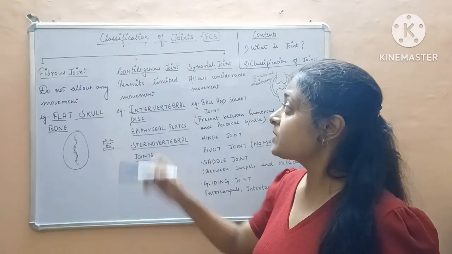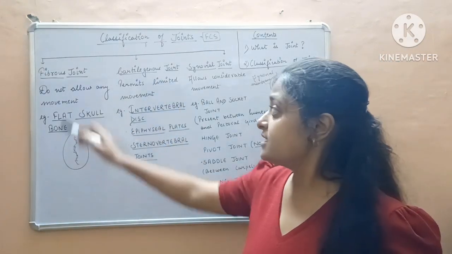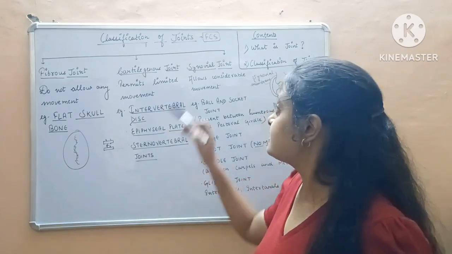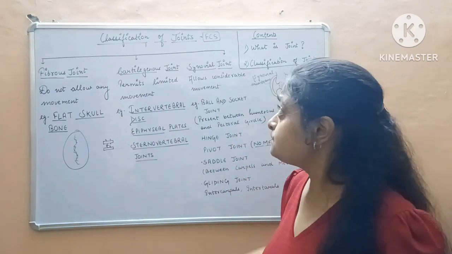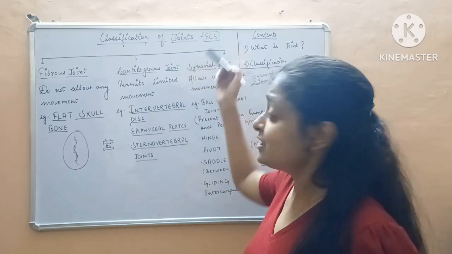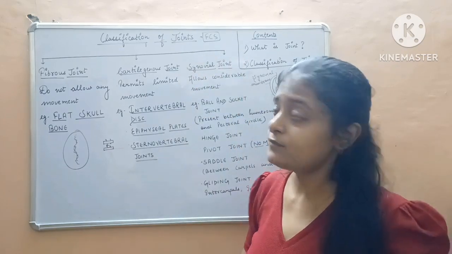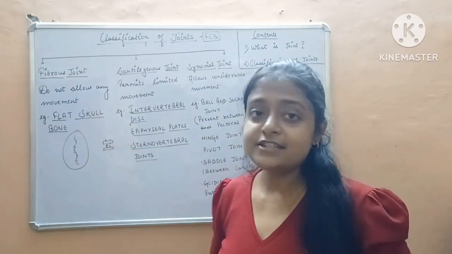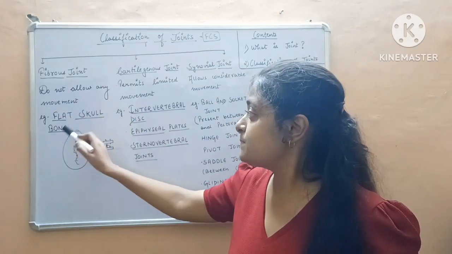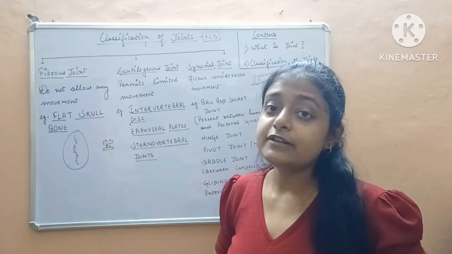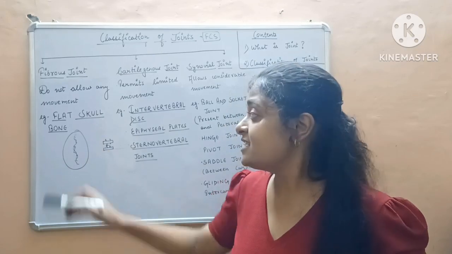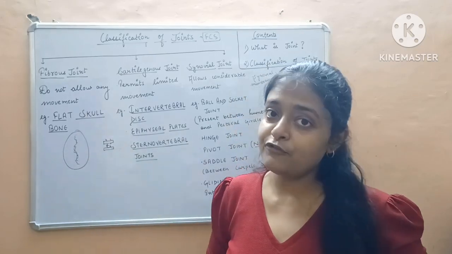The second topic is the classification of joints. There are three types of joints. The first is the fibrous joint, the second is the cartilaginous joint, and the third is the synovial joint. The trick to remember the three types of joints is FCS. Fibrous joints do not allow any type of movement. They are present in the flat skull bones. In flat skull bones there are some sutures, and these sutures do not allow any type of movement.